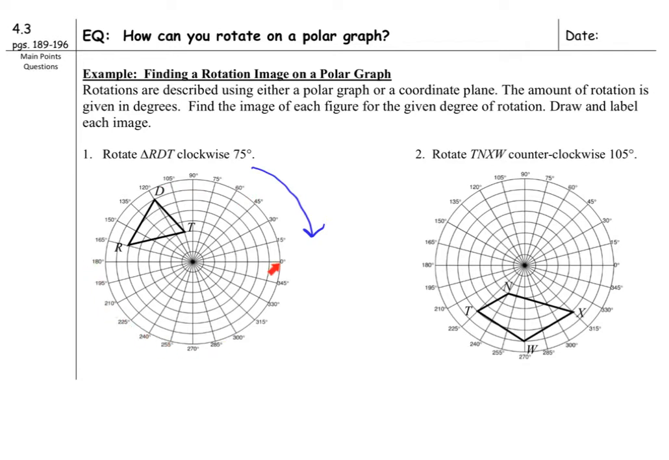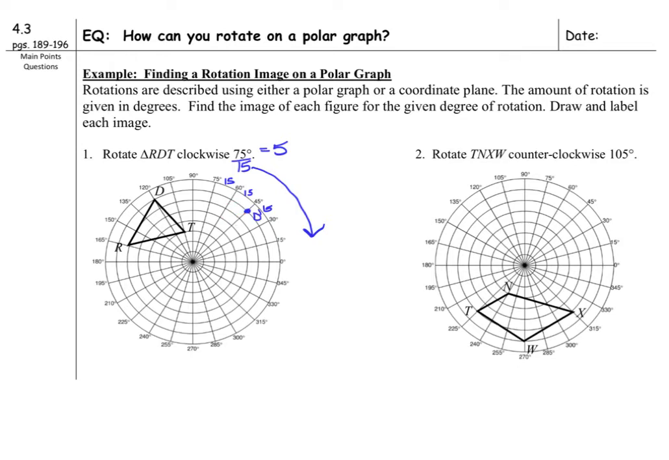Before we start rotating, we need to see how the polar graph is scaled. So if we look at 0, it goes from 0 to 15, 15 to 30, and 30 to 45, and so on. So the difference in between each number is 15. So what you need to do is divide the 75 by 15 to figure out how many rotations that is. So 75 divided by 15 is 5. So I'm going to take each one of these points and rotate it along its scale right here, or its axes, 5 times. So if I start at D, I'm going to go over 1, 2, 3, 4, 5, and then put D prime right there.